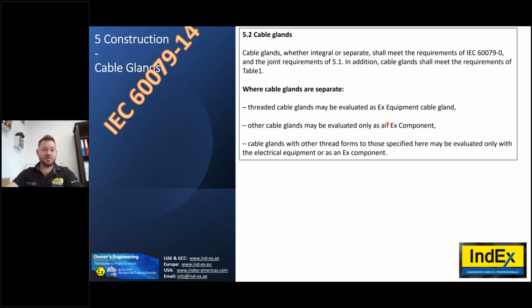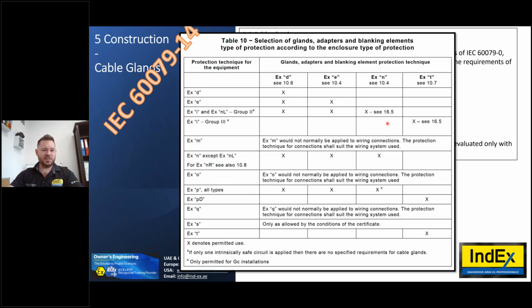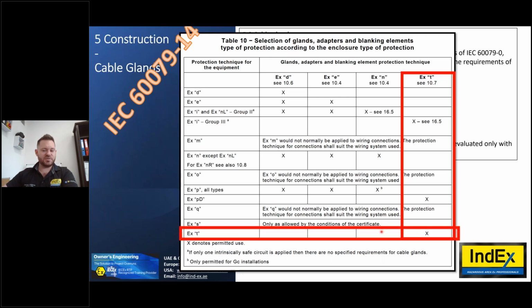Now consider the table from 60079-14, Table 10, selections of glands, adapters, and blanking elements. So when we consider the glands, adapters, and blanking elements of Ex t, where they can be used, they can only be used in dust environments for Ex i dust environments, Ex p dust environments, and for Ex t. So when we consider the protection technique of the equipment, Ex t only accepts Ex t glands. So if you have a dual use fluorescent light that is Ex e and t, typically you will find a gland that has multiple certifications. It is very common to see an Ex d e gland that also has t and perhaps an R.